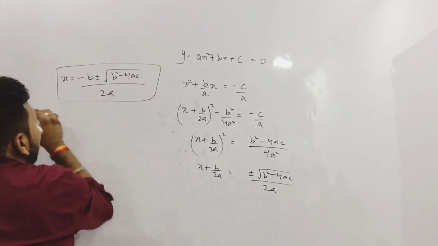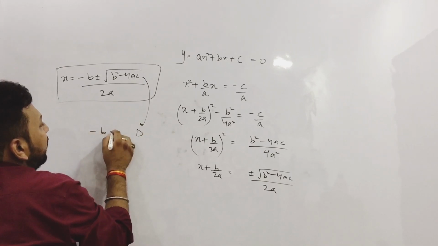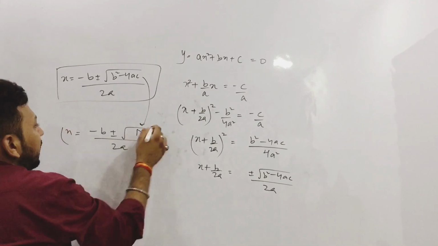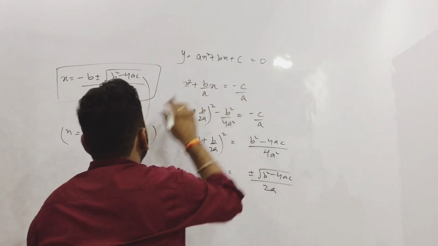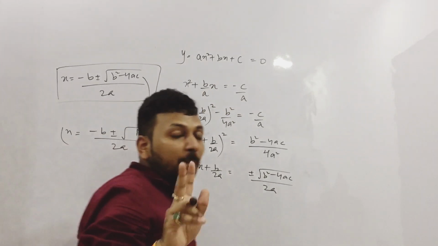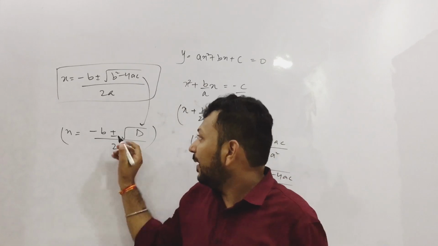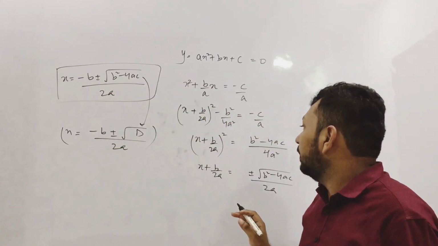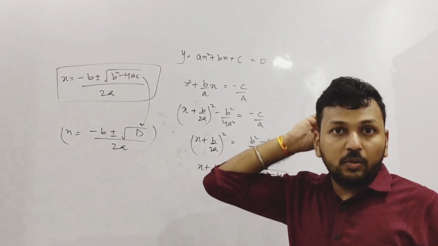This is what the answer is, and this term under the root is the determinant. This is called the determinant. So this quadratic equation has two roots: minus b plus minus under root b square minus 4ac upon 2a, meaning positive and negative, plus minus. I am erasing it. This was a kind of derivation. You must also know this.